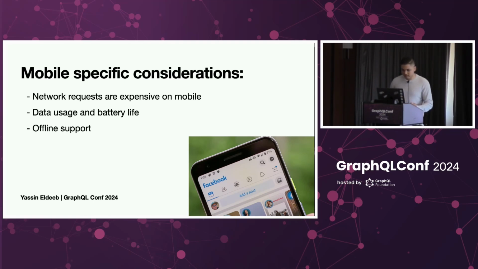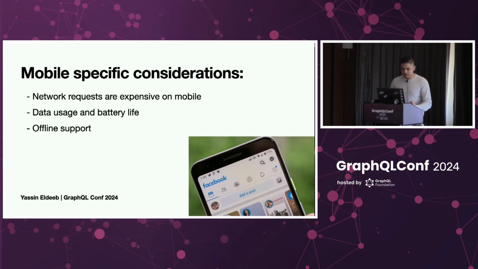In those cases, we have, first of all, the network requests are much more expensive in mobile than on the web. And because the network module on the mobile devices has to make quite some decisions, use Wi-Fi or cellular, switching between 5G, 4G, et cetera, it's computationally expensive.